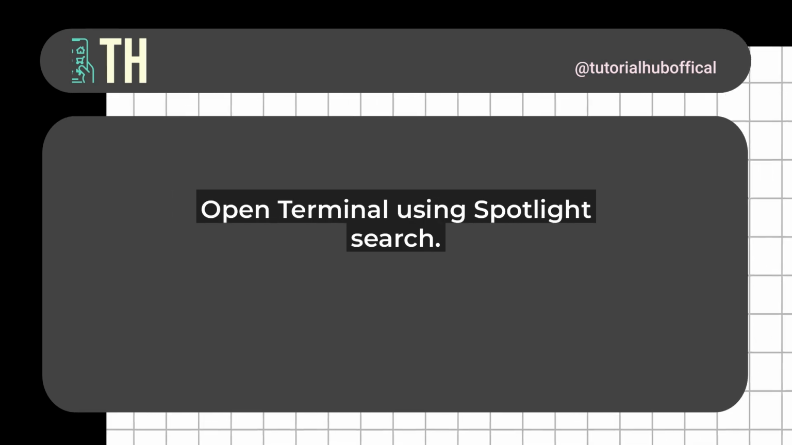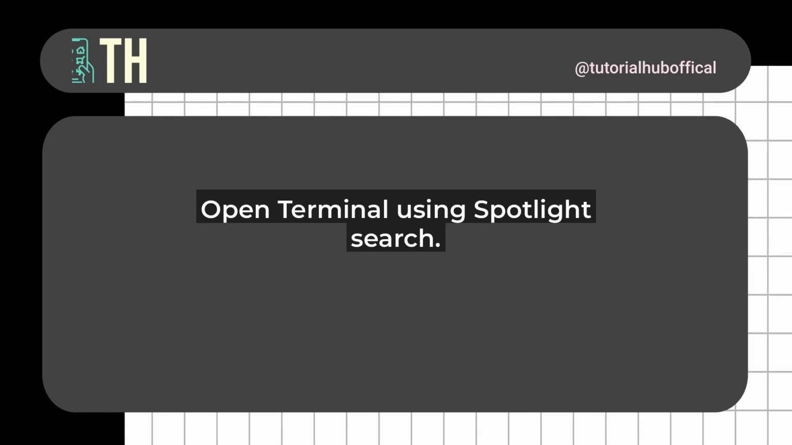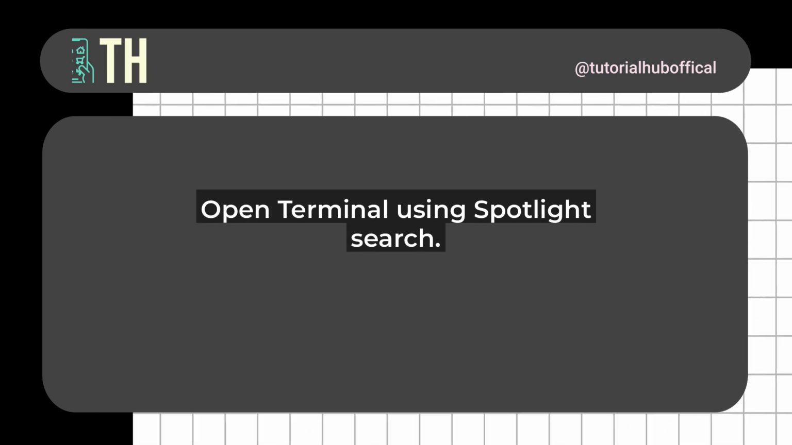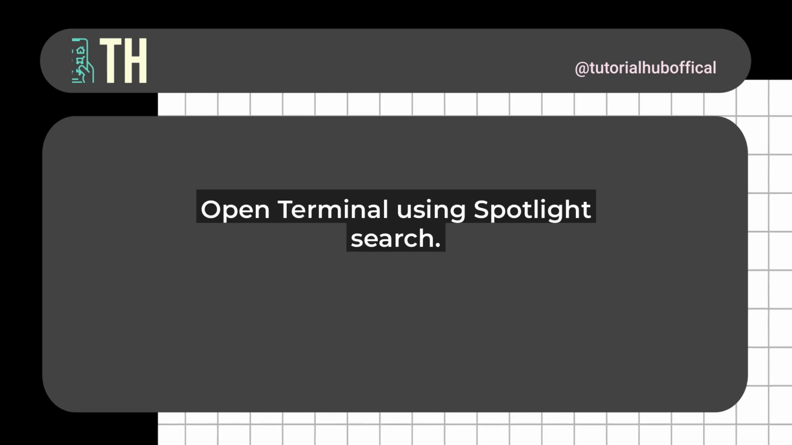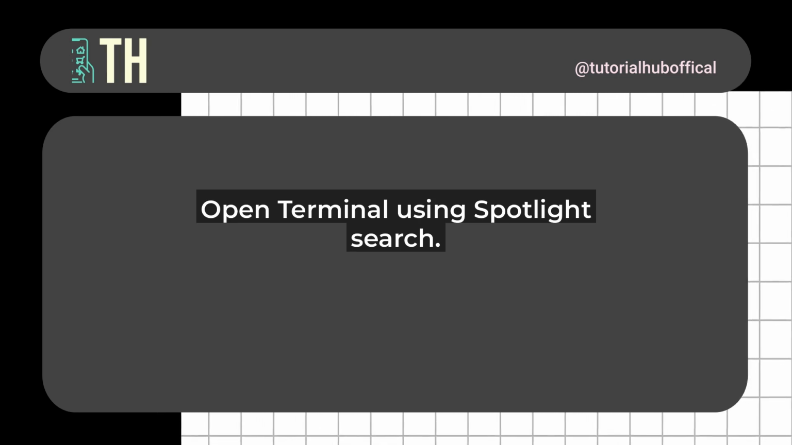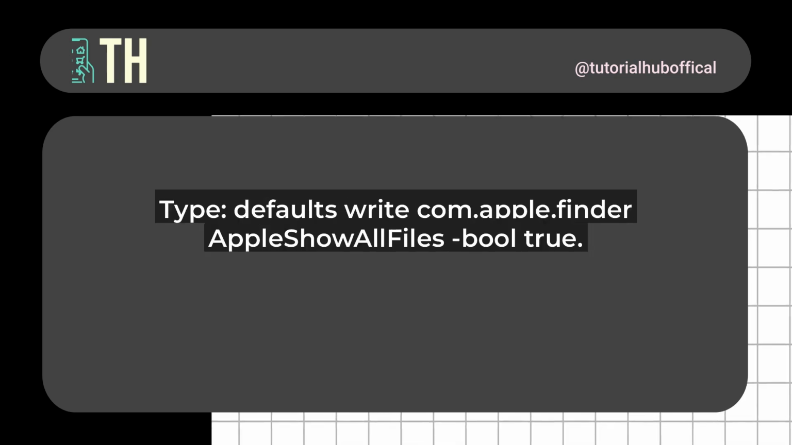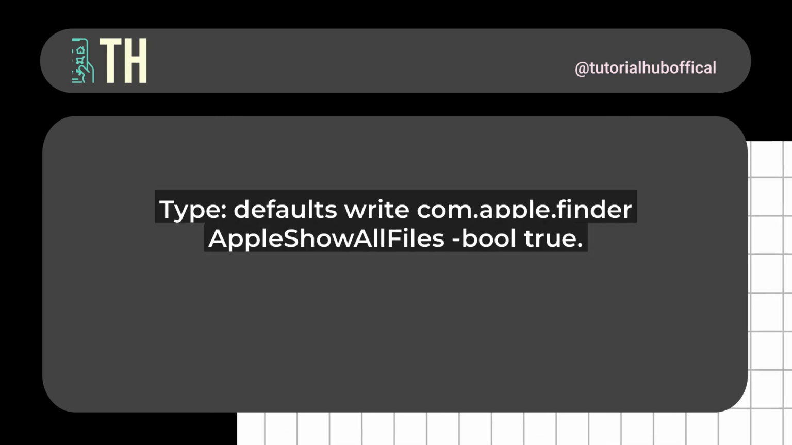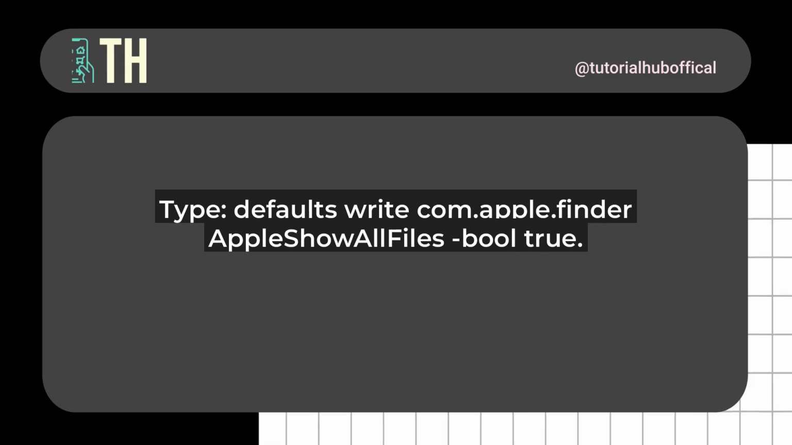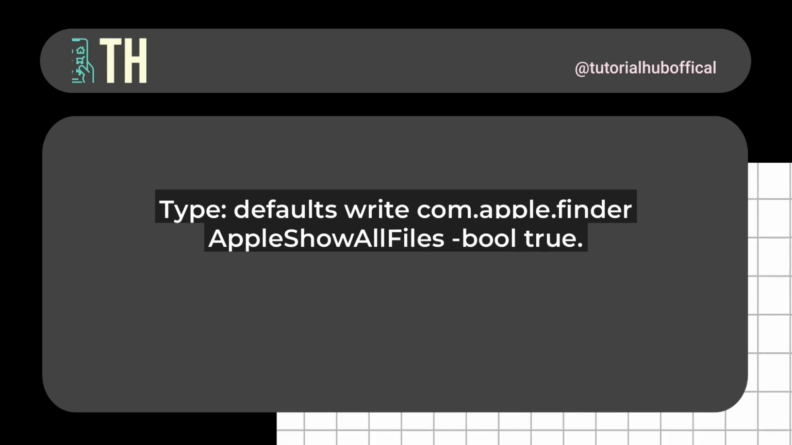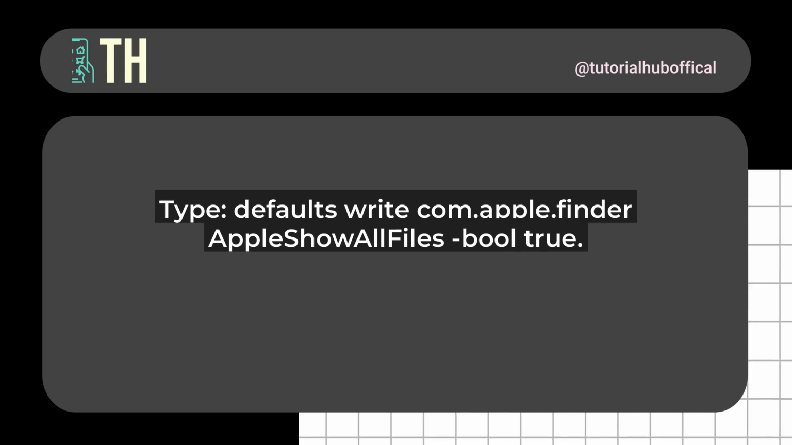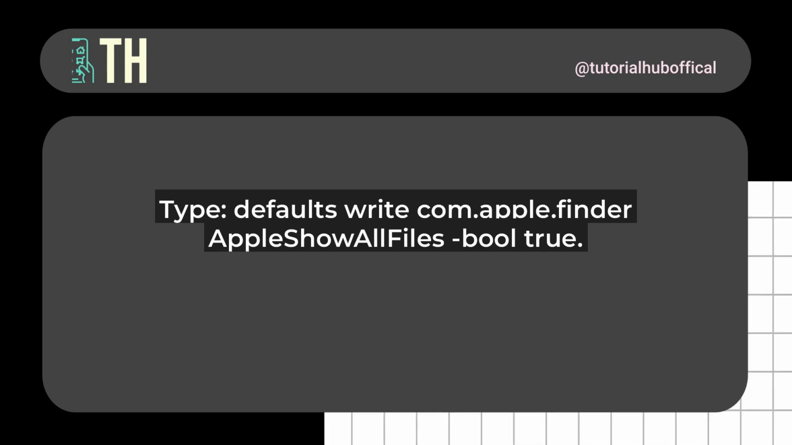The easiest way is through the Terminal app, which is built into every Mac. Step 1. Open Terminal. You can find it by searching in Spotlight. Just press Command plus Space, type Terminal, and hit Enter. Once it's open, type in this command: defaults write com.apple.finder AppleShowAllFiles -bool true. Then, press Enter.